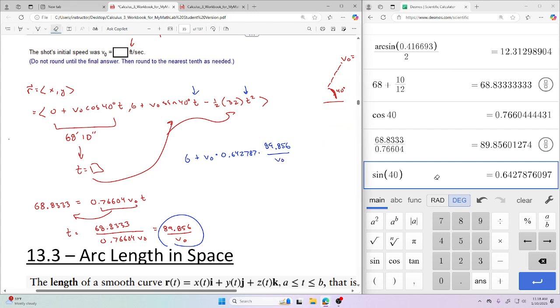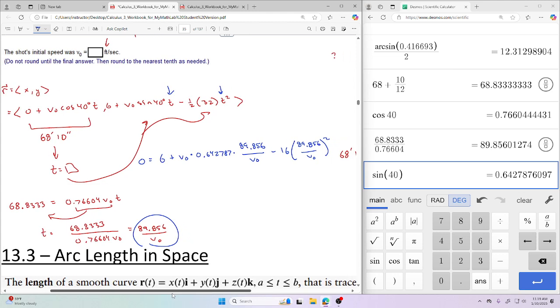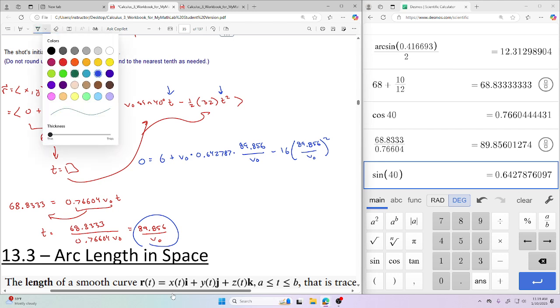I'm going to erase this stuff. We don't need it anymore. And then minus 16 times this 89 whatever stuff, V naught all squared. And that whole thing should equal 0. We're going to do that, of course. Erase that other stuff over there. All right, tell me something good. What's a good thing that I can do with this?